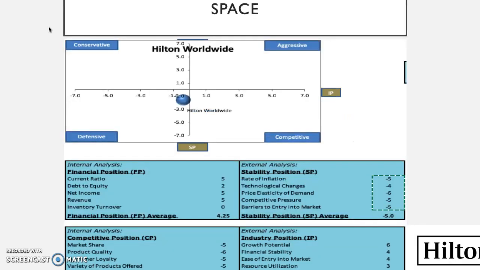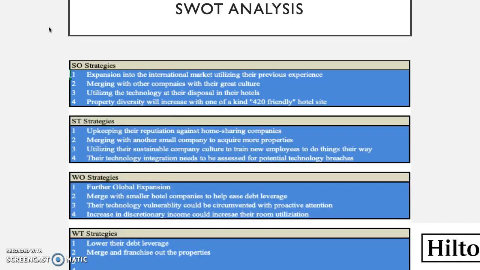So, using the SPACE matrix, it shows that Hilton's decision making is more on the defensive side, which is close to being extremely competitive. Which I think their trends are going to slowly but surely start getting them over to competitive, as they have to make decisions based on the merger with their biggest competitor, Marriott and Starwood.